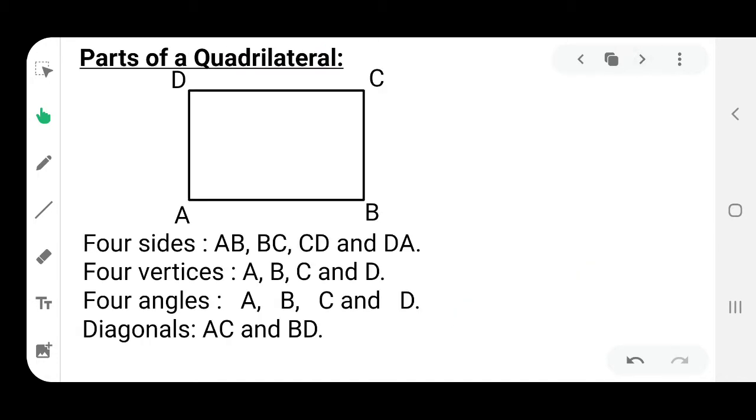Now we'll see the parts of a quadrilateral. Here is a general quadrilateral I have made.